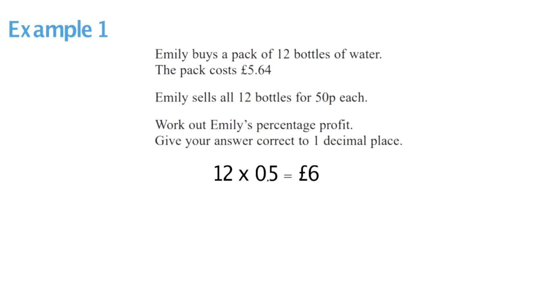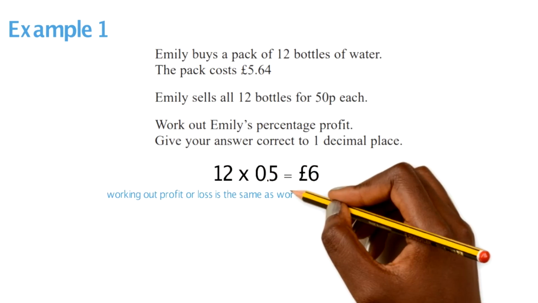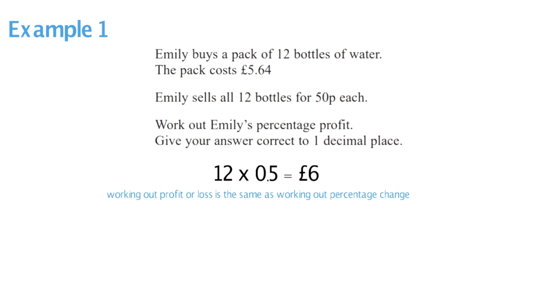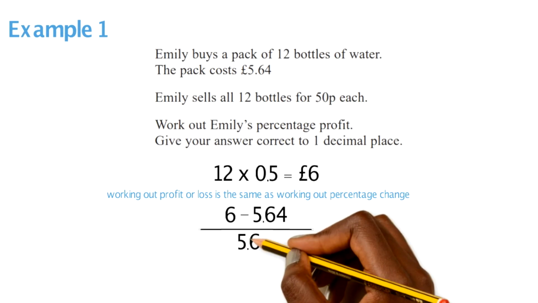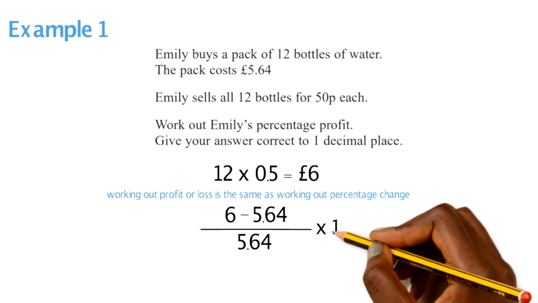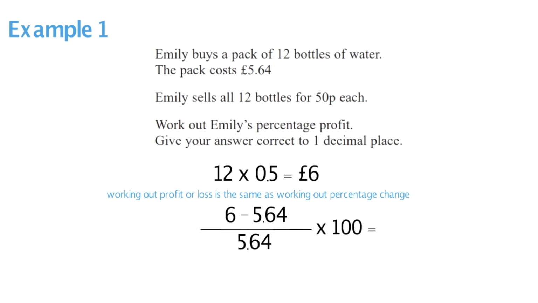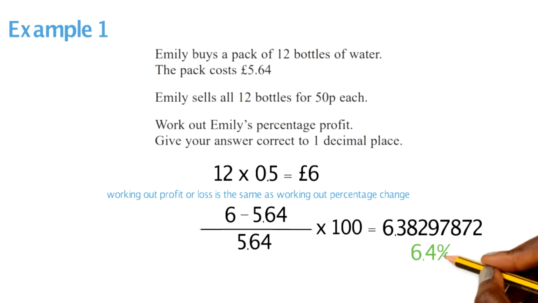So how much she would earn from selling each bottle for 50p each would be a total of £6. So to work out the profit now, it's going to be how much she's earned, which is the 6, take away how much she spent, which was £5.64, over the £5.64, multiplied by 100. And that should leave you with this big number, but to one decimal place would be 6.4%.